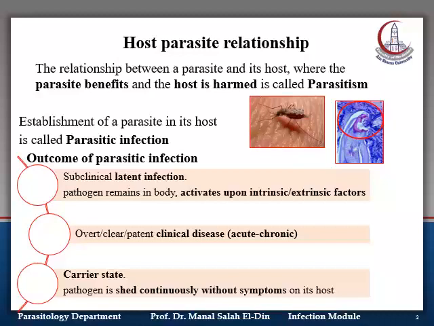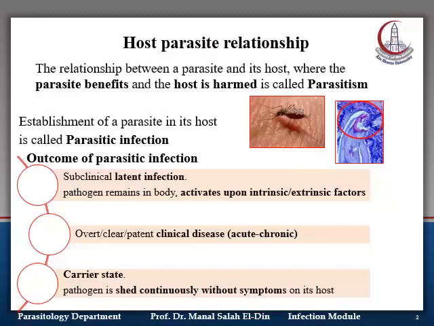That is parasitism. Okay, establishment of a parasite in its host is called parasitic infection. So what's parasitic infection? It is the establishment of a parasite in its host. The outcome of this parasitic infection is 3 points. Either a clinical disease, whether acute or chronic form, or a latent infection where the pathogen remains in the body dormant or sleeping without any activity, without passing its infective stage in excreta. It is sleeping inside the body. This dormant stage is called latent infection. And then it becomes active again due to other factors where it is then manifested later on.